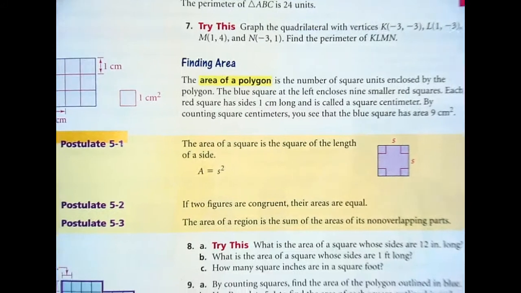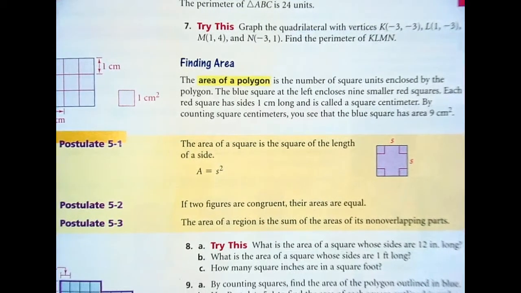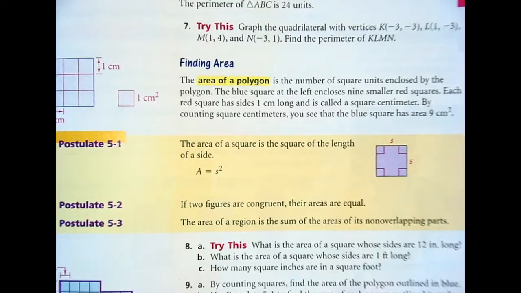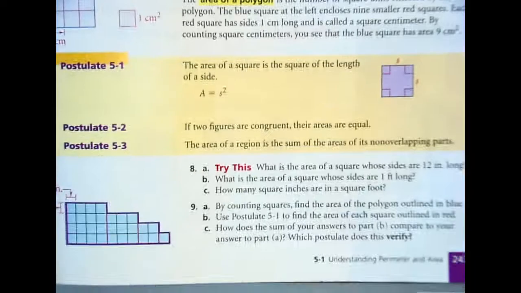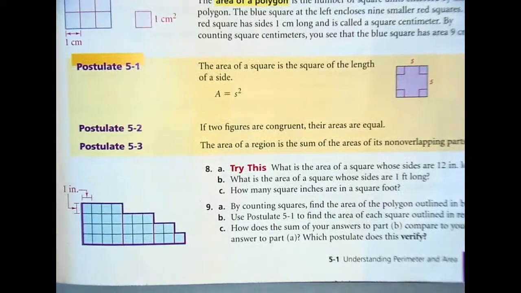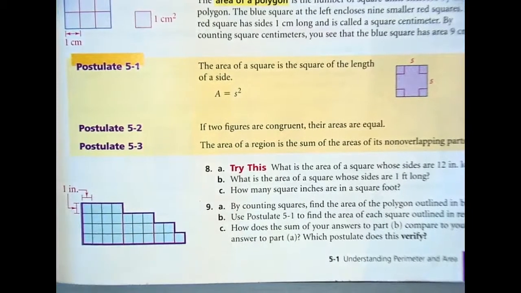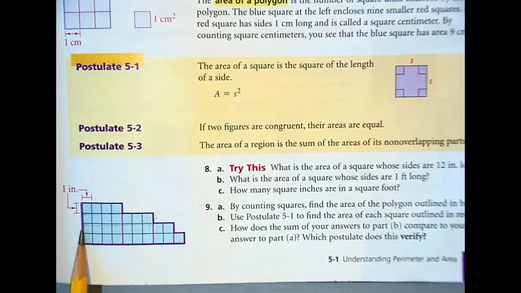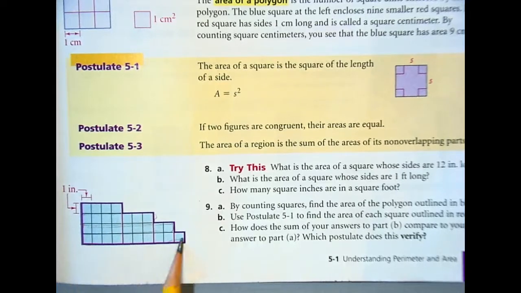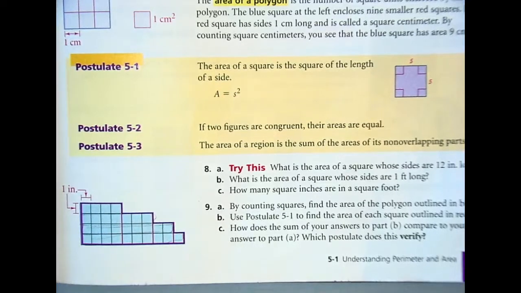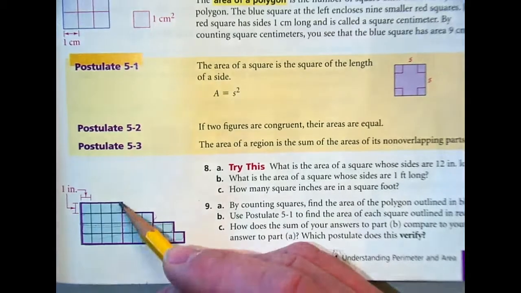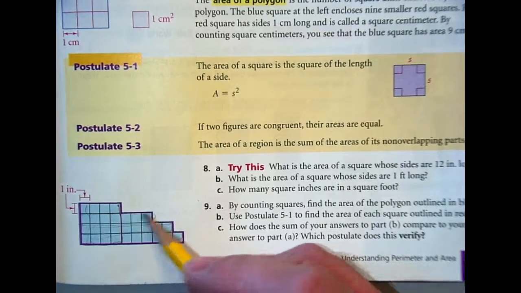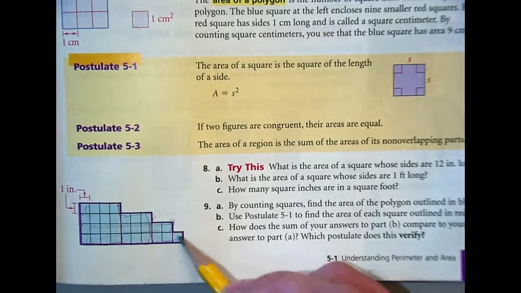And the other postulate, postulate 5-3, says the area of a region is the sum of its non-overlapping parts. So if you have a region that's kind of weird looking, say like this one right here, the area of it is, you could say, this rectangle plus this rectangle plus this rectangle plus the area of this rectangle. It's the sum of its non-overlapping parts. Or some people would look at it and say, it's this square plus the area of this square plus the area of this square plus the area of that square.